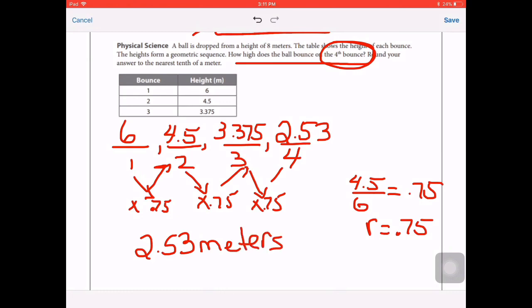So again, please make sure that you are recording the series of numbers, how you found the common ratio, as well as the final answer in the solution that it has asked you to find. If at any time you need to pause, feel free to go back.